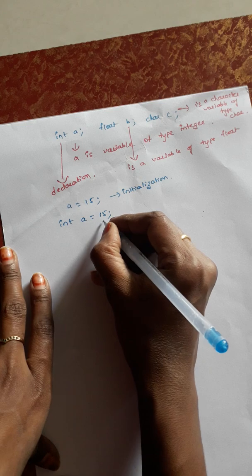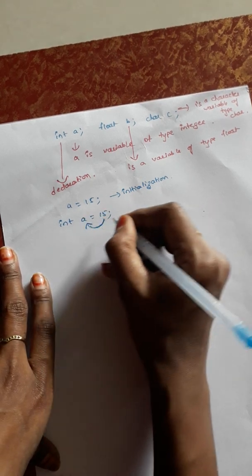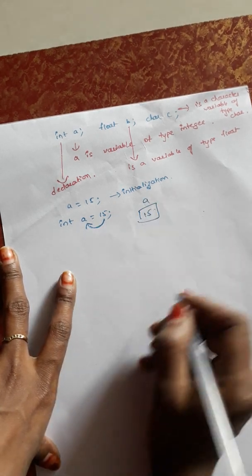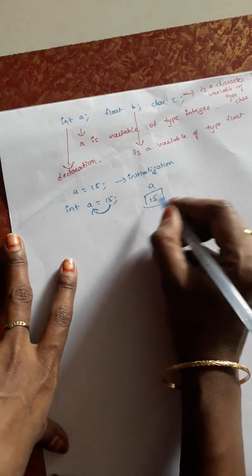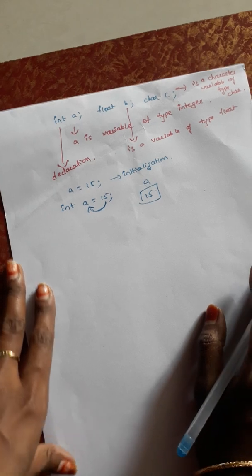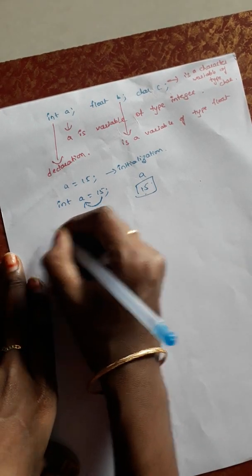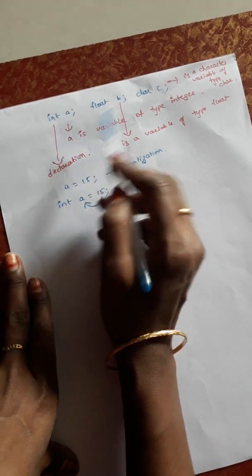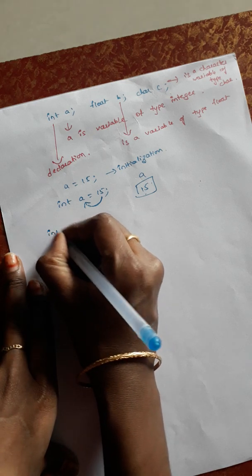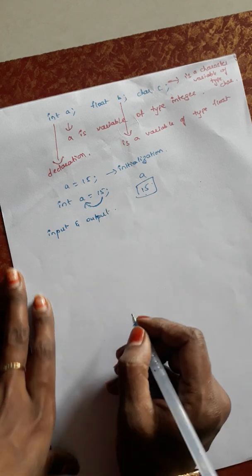The right side value is assigned to the left side. 15 is assigned to a. Now what does a contain? 15. The memory is allocated to a and it stores the 15 at the given address. So to write a program, we define the data type and declare the variable. So what we learned here: data types and variables. Now let us see the input and output.